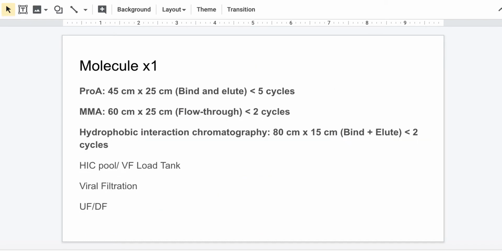The first molecule I have, I can't name due to privacy reasons. It's a Protein A step with a 45 centimeter diameter and 25 centimeter height column, 5 cycles, 60 mAbs, followed by mixed mode chromatography, which is hydrophobic and anion exchange.